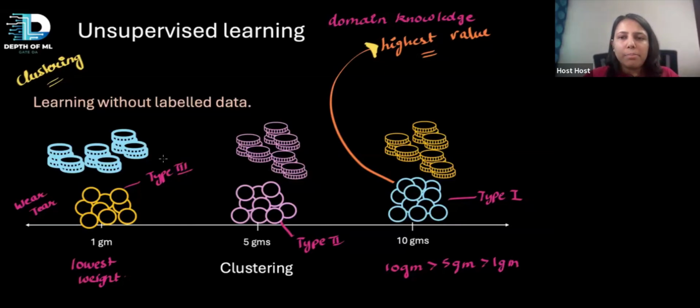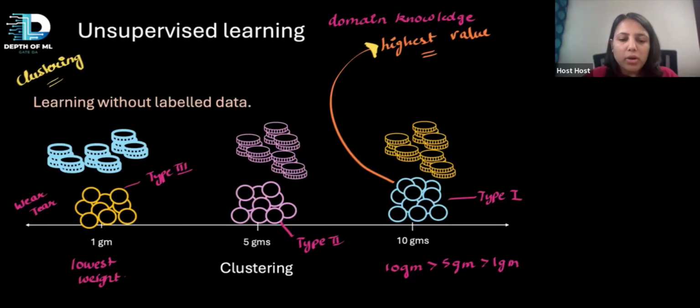But it will just basically give you, okay, these features look together, these coins that you gave me, they look similar to me. The unsupervised learning machine learning algorithm will tell you just this. These coins look similar to me because their weights are similar. These also look similar because their weights are similar. These also look similar because their weights are similar.